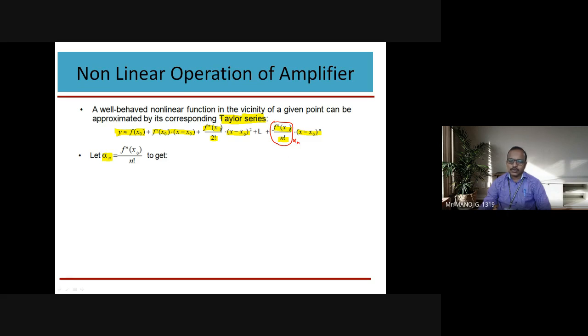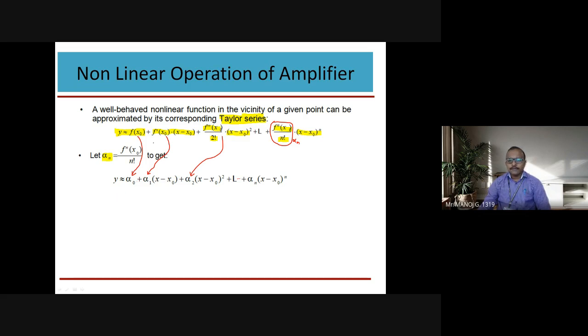So how do you write the expression? The expression changes as follows: this is f naught, so this becomes alpha naught, and this is alpha 1 into this particular variable, right? And this is alpha 2 into x minus x naught the whole square, etc. This is alpha n into x minus x naught to the power n, right? So the whole expression is changed with respect to alpha.